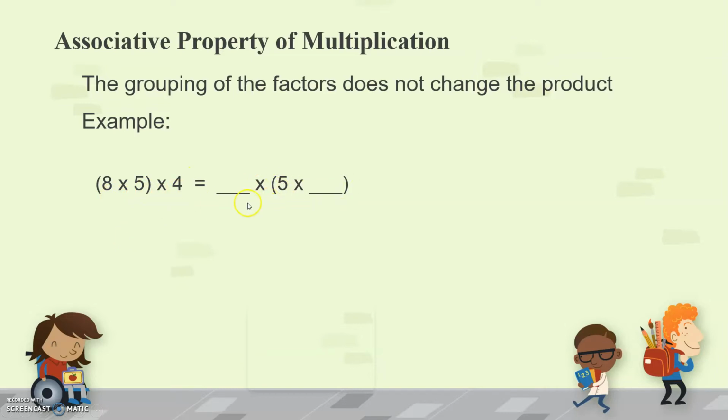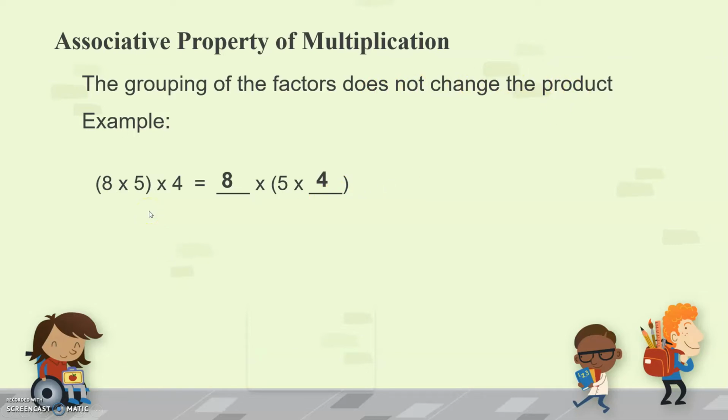So, meron na tayong 5. Dito ay 8 and then dito ay 4. So, tingnan nyo yung groupings. Kanina, ang nakagroup dito sa left side ay 8 times 5. And then, pagdating dito sa right side, nagbago yung grouping, naging 5 times 4 na. Okay, so sabi dyan, dapat daw hindi magbabago yung product.